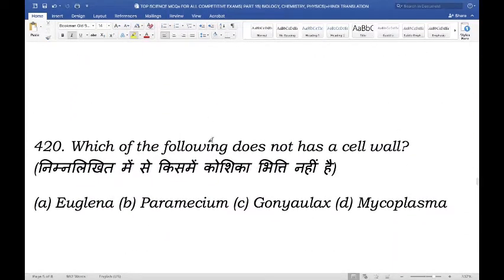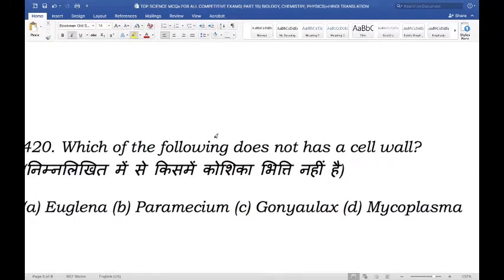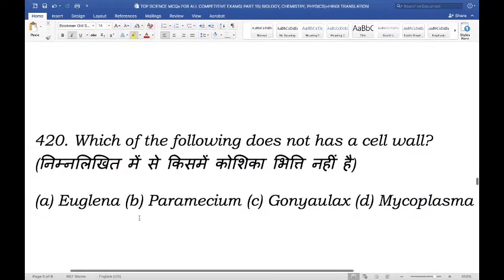Next, which of the following does not have a cell wall? Is it euglena, paramecium, gonioclast, or mycoplasma? And the right answer here is mycoplasma. Mycoplasma is a genus of bacteria that lacks a cell wall around their cell membrane. This characteristic makes them naturally resistant to antibiotics that target cell wall synthesis.